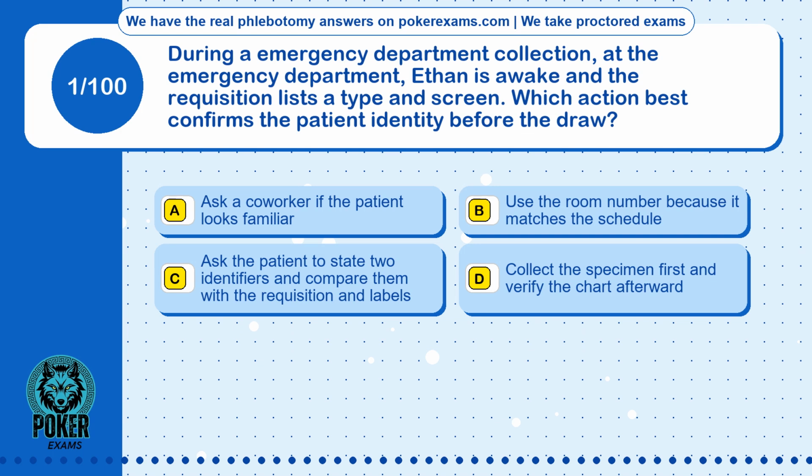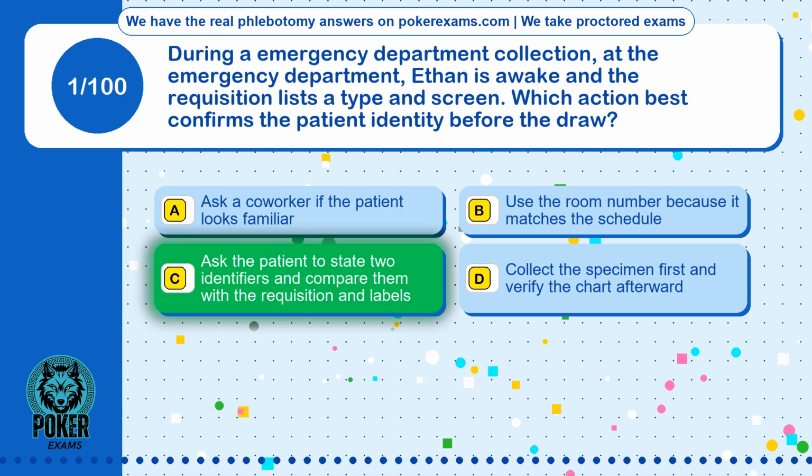Question 1. During an emergency department collection, Ethan is awake and the requisition lists a type and screen. Which action best confirms the patient identity before the draw? Option A. Ask a coworker if the patient looks familiar. Option B. Use the room number because it matches the schedule. Option C. Ask the patient to state two identifiers and compare them with the requisition and labels. Option D. Collect the specimen first and verify the chart afterward.